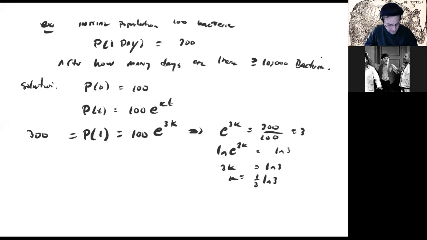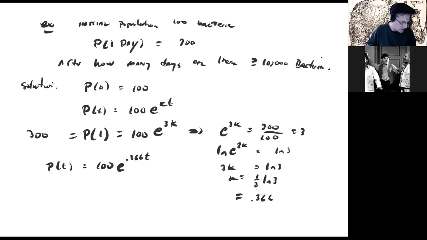So then we can use our calculator to figure out what ln of 3 over 3 is, and it's approximately equal to 0.366, close enough. And therefore, we see that P of t is equal to 100 e to the 0.366 times t. Okay, so that tells us what the equation is.